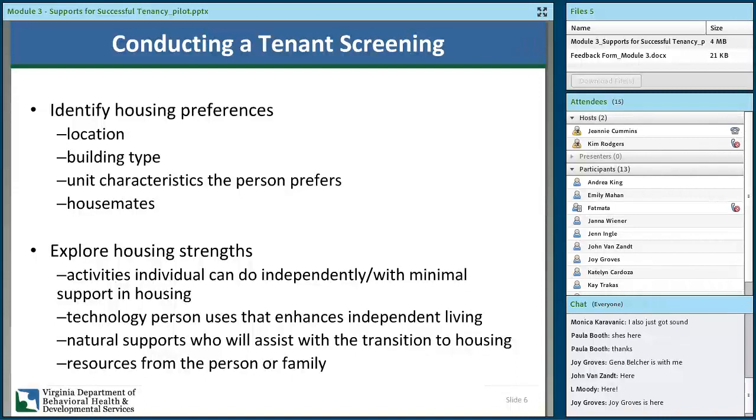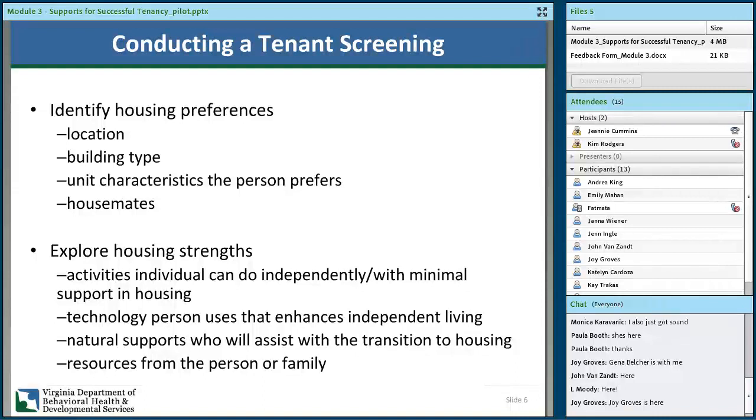The next step is to explore the strengths the person has that he or she can use throughout the transition to housing. Housing strengths include activities the individual can do independently or with minimal support in housing, technology the person uses that enhances independent living, such as a cell phone with an app to provide timed reminders, an electronic medication dispenser, or a communication device.